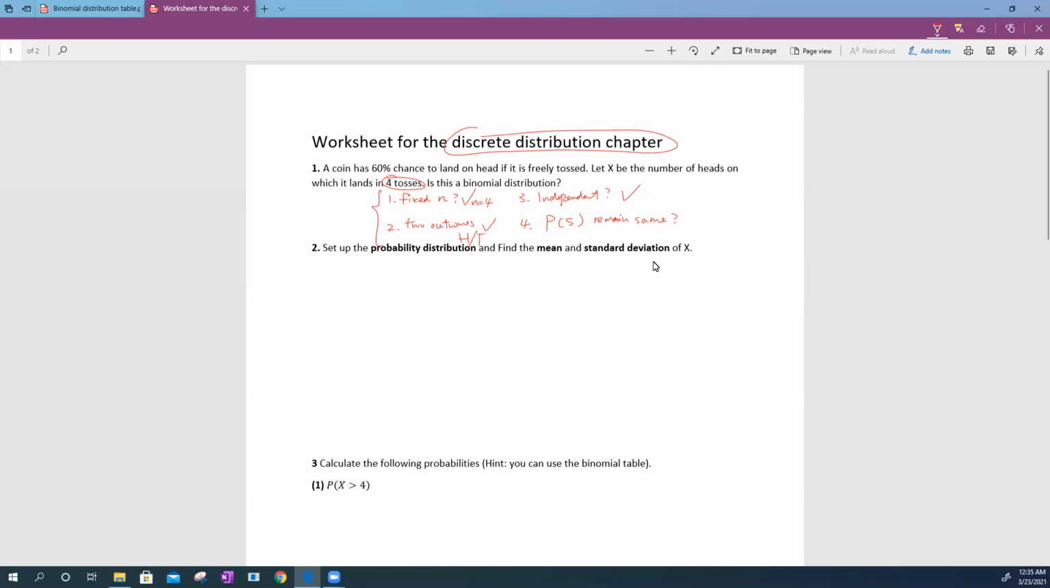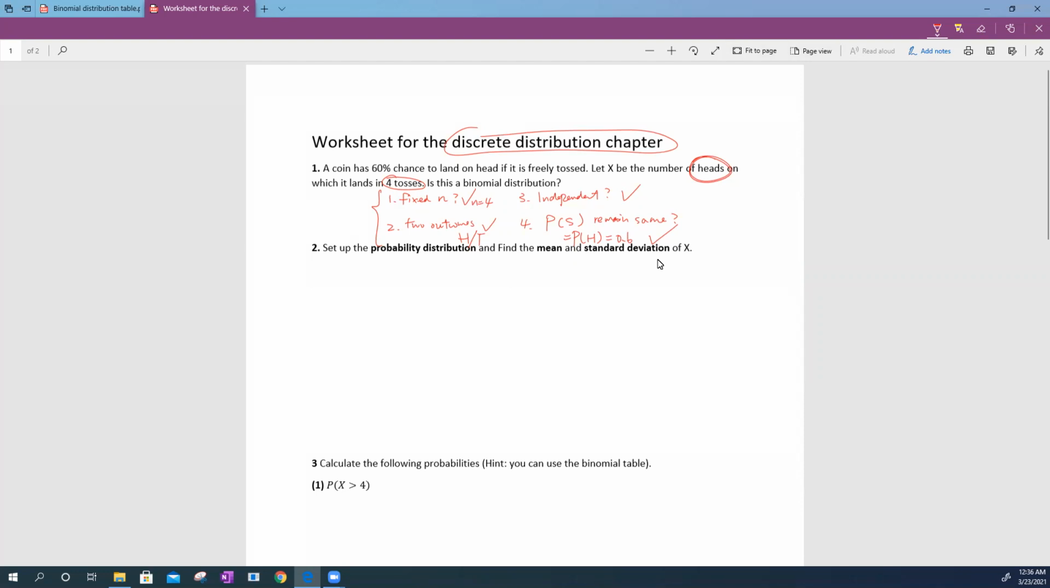And number 4, probability of success. Right here, we're focusing on heads. So the probability of success is just the probability of landing heads. That is 0.6. 60% remains the same, right? Each trial it's the same coin, so it's the same. It's just not a balanced or fair coin anymore. It's a little biased coin that has more chance of landing on heads.